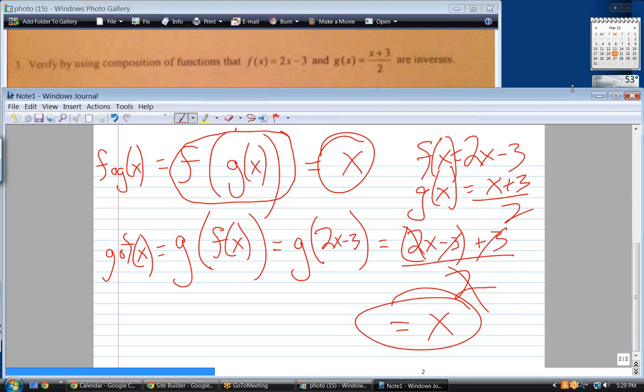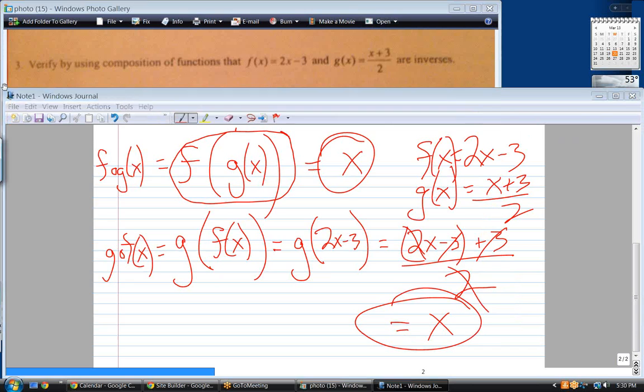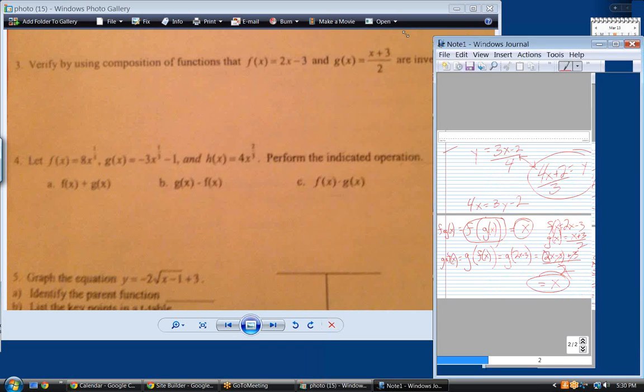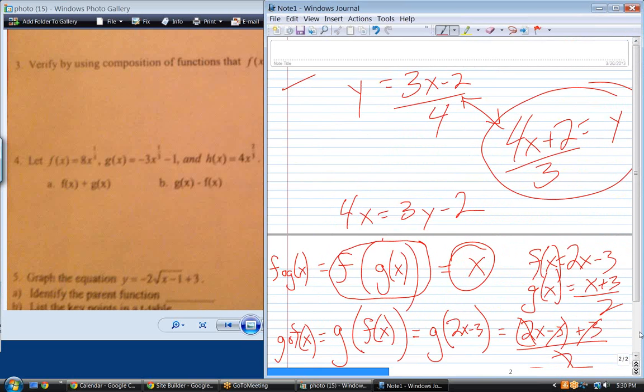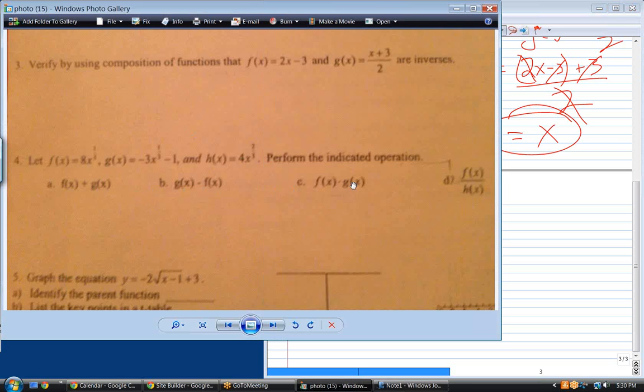Okay. Let's see here. I can't move this up. So let's do this. Perform complicated operation. So first, I can do these. You can do these? Yeah, just plugging in the f of x and g of x. It's pretty easy to add, and it's pretty easy to subtract, and it's pretty easy to multiply, and it's pretty easy to divide.